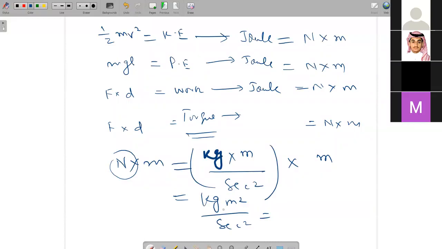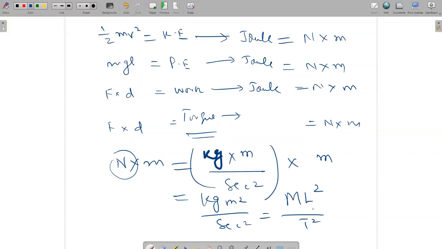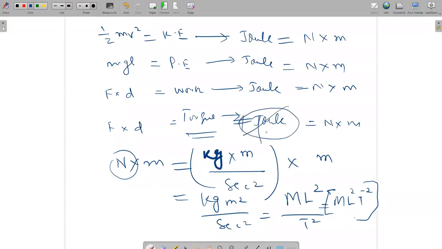So kg is what? Mass, capital M. Meter square is what? L square. Second square is what? T square. So the dimension will be what? M L square T raised to power minus 2. So this is the dimension of kinetic energy, potential energy, work, or even torque. But torque is not equal to joule. It is equal to Newton into meter. We are not saying that this is joule. Remember this one. Okay, understand this one? Yeah, it's clear.